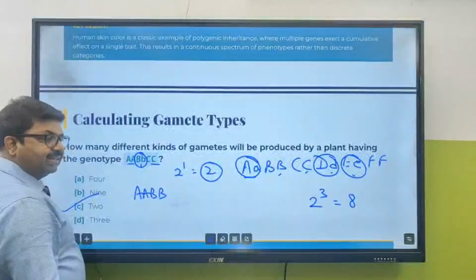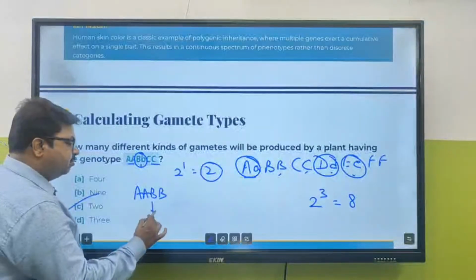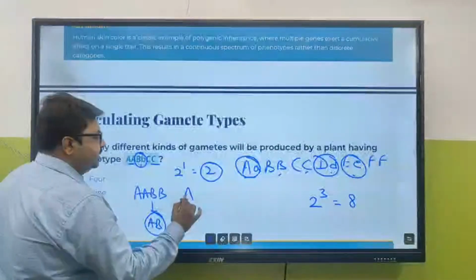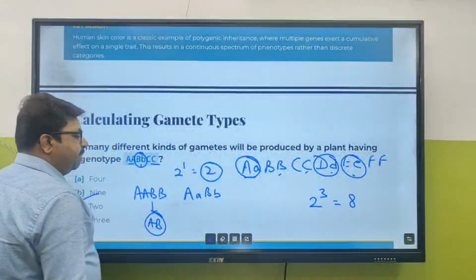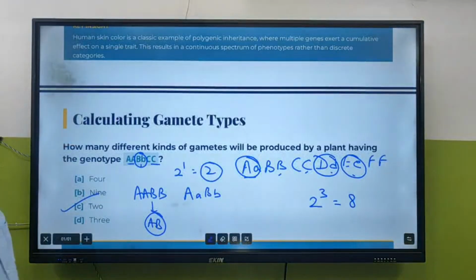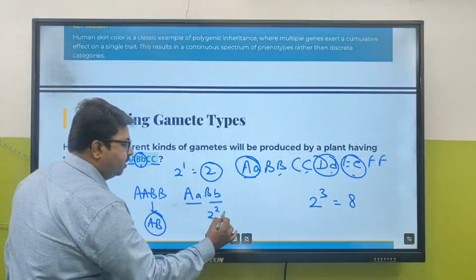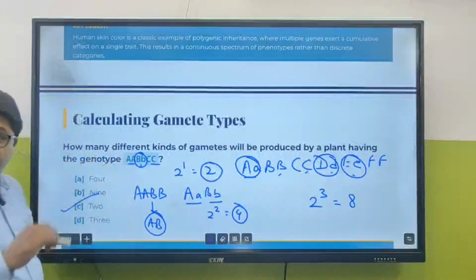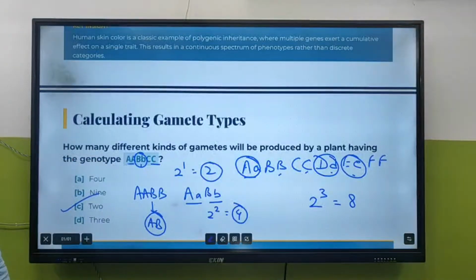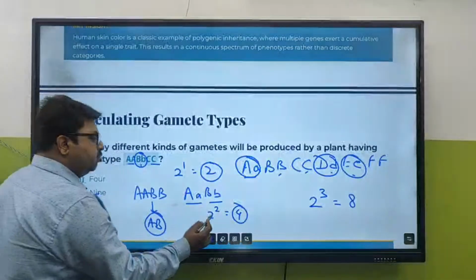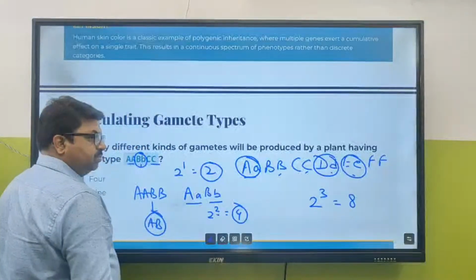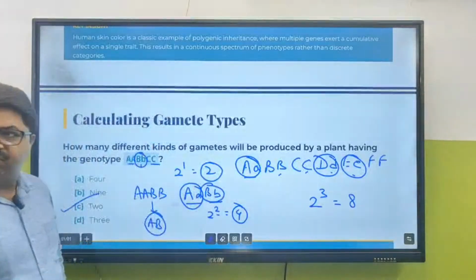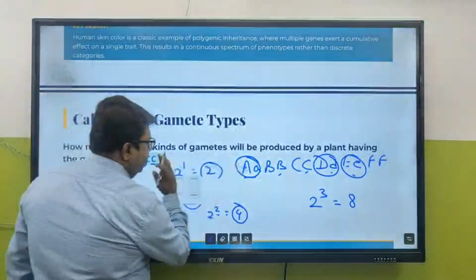If the parent is like this, how many types of gametes you will be getting? Only capital A. Can it be? If the parent is like this, how many gametes you will be getting? 1, 2. 2 to the power 2 is equal to 4. Where n is number of characters. So 2 to the power n is equal to what? Diamond means 2. So you have to consider only the heterozygous one. Clear? Clear है तो करो इसको.